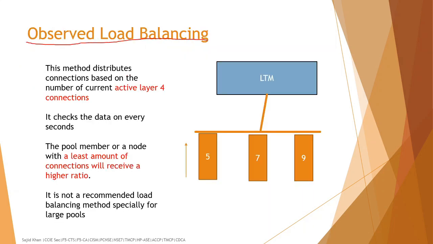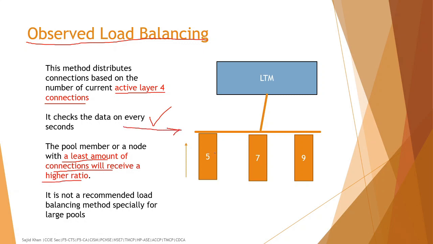Observed load balancing. Observed load balancing distributes connections based on the number of current active layer 4 connections. Observed load balancing checks the data every second. The pool member with the least number of connections will receive a higher ratio. So let me discuss with the diagram.